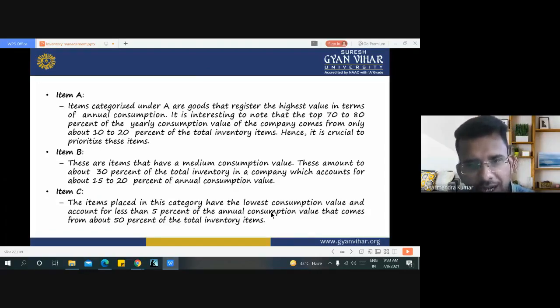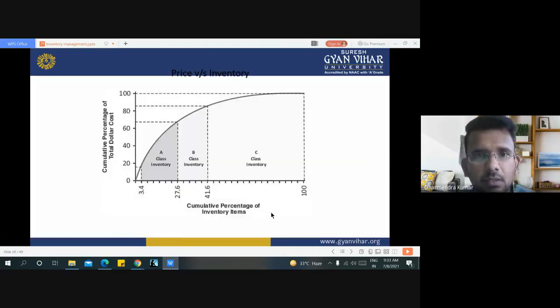this item placed in the category have the lowest consumption value, account for less than 5% of the total annual consumption, with respect to the total inventory cost, that comes from about 50% of the total inventory items. This is the cumulative percentage of inventory items.